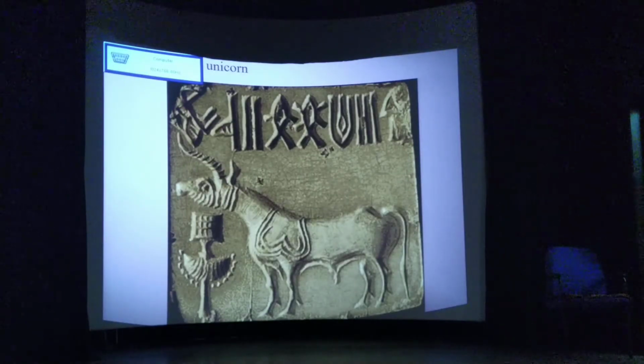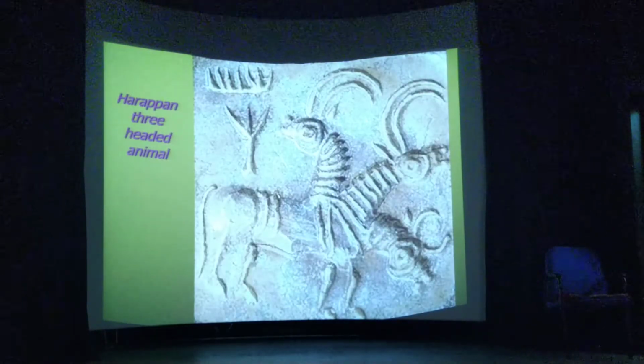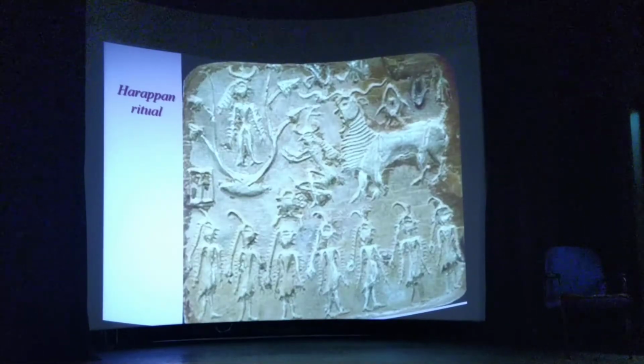And after that you see this fantastic animal which has the body of the bull, but the mouth of probably a deer with a horn. So this is a unicorn. And a truly fantastic animal with 3 heads. And these are some of the pictures of some rituals which were probably held in Harappan times. And we cannot really make much sense out of them because we have not been able to read the Harappan script so far.